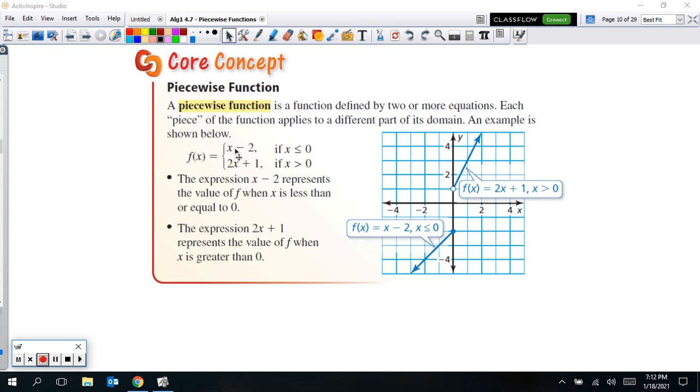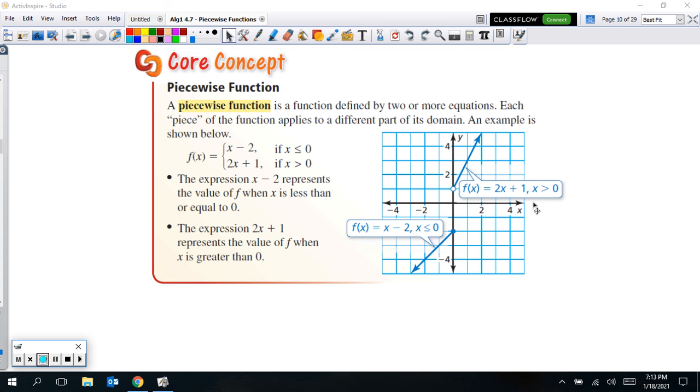It says the function here, f of x, is x minus 2 if x is less than or equal to 0. So what that means is the expression x minus 2 represents the value of f when x is less than or equal to 0. And that's this function here. So you can see there's the less than or equal to with the solid hole, and it's on the left. So when it's less than 0, it's on this side. And the function is 2x plus 1 when x is greater than 0. So it's got an open hole here, and then it just uses that function from that point going up for greater than 0. So kind of think of the graph as you go along from the x-axis.